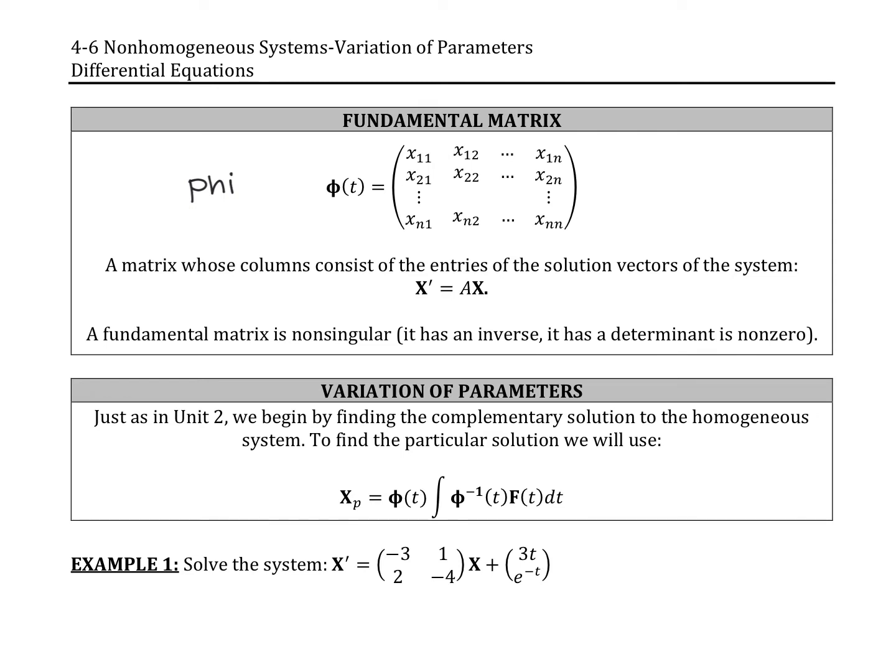Okay, so just like we did with variation of parameters before, we have to start by solving the homogeneous system. When we go to find the particular solution, and again, this is where I'll post a video of the proof rather than give it to you, we take phi multiplied by, this is where it gets a little messy, the integral of the inverse of phi times the part that makes it non-homogeneous, that f of t, that vector that we have, dt. So I'm going to walk you through an example from start to finish.